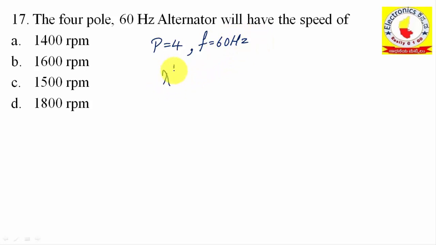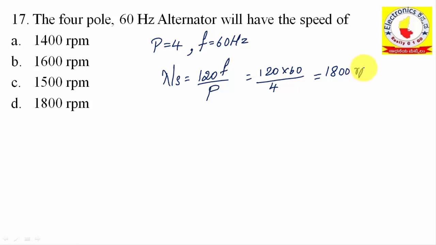We know that in the case of synchronous speed, which is given by 120 into F divided by P, which is equal to 120 into 60 divided by, what is the poles? How many poles are there? 4 poles, which is 1800 RPM.